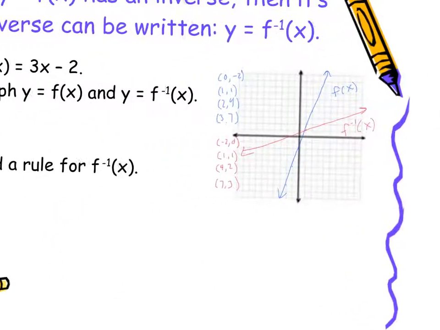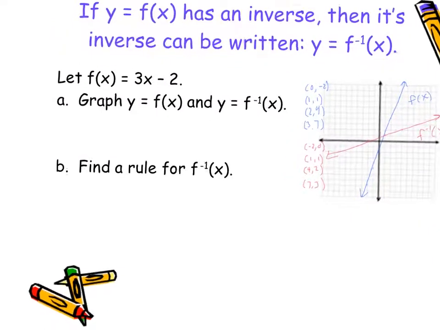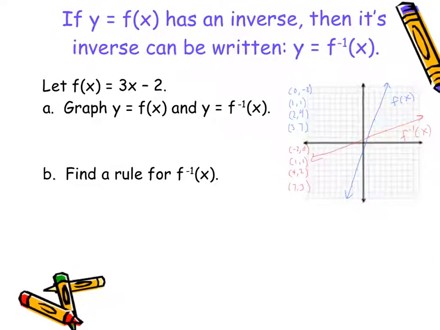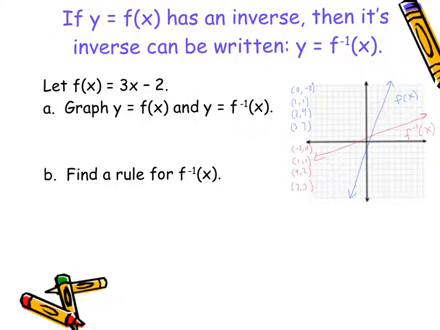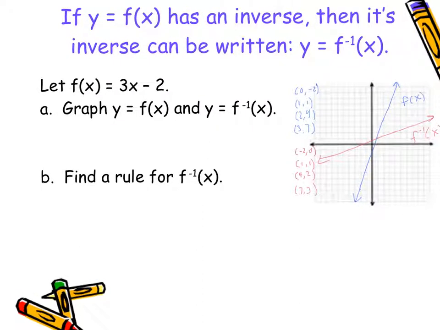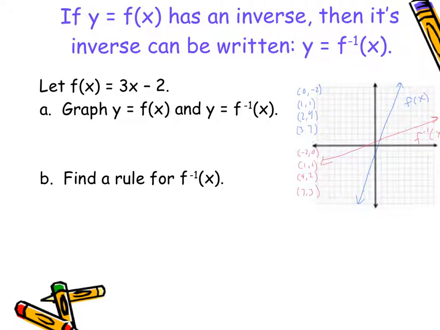Now, let's say I wanted to come up with the actual equation. Then what I will do is this: the same idea of switching the x and the y, but I'm going to do it with the equation. I'll say x equals 3y minus 2, and then I'll solve for y.